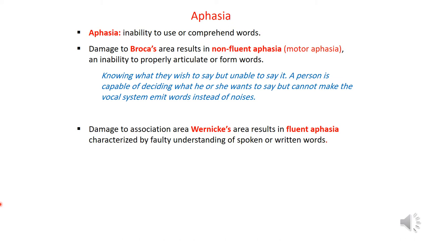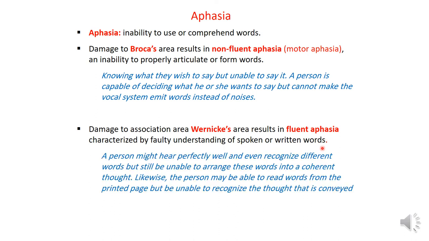Damage of the association area, Wernicke's area, results in fluent aphasia. Fluent aphasia is characterized by faulty understanding of spoken or written words. A person might hear perfectly well and even recognize different words, but still be unable to arrange these words into a coherent thought. Likewise, the person may be able to read words from the printed page, but be unable to recognize the thought that is conveyed. It has an effect on the comprehension of the meaning of words.